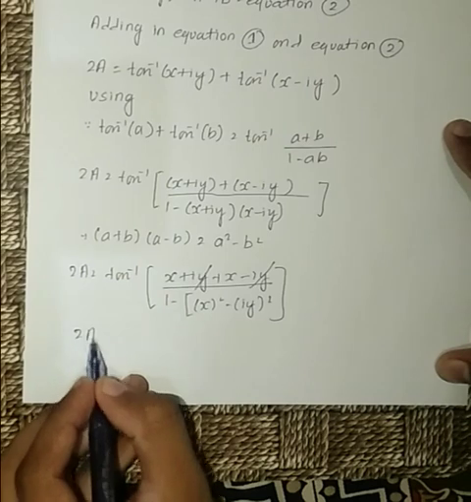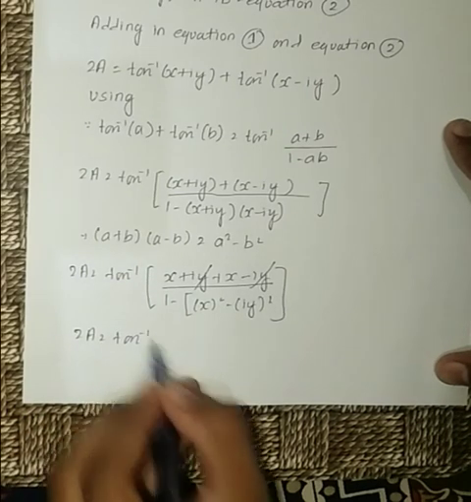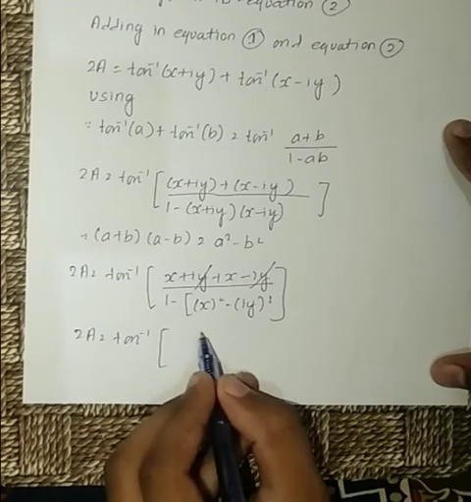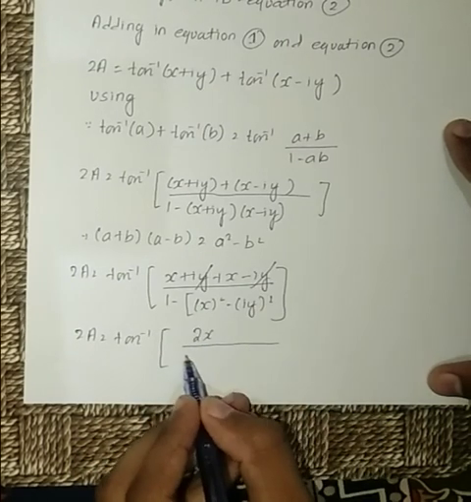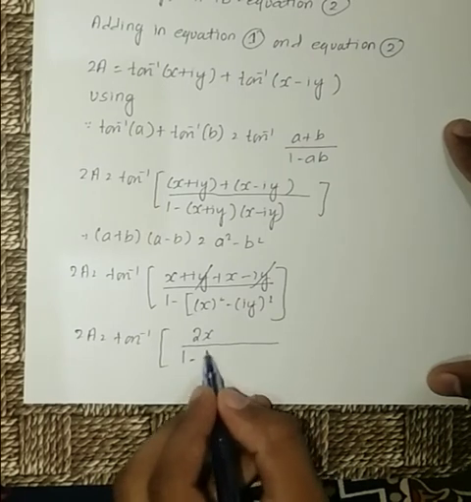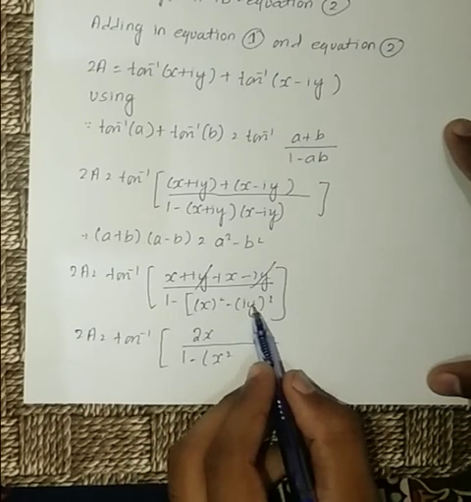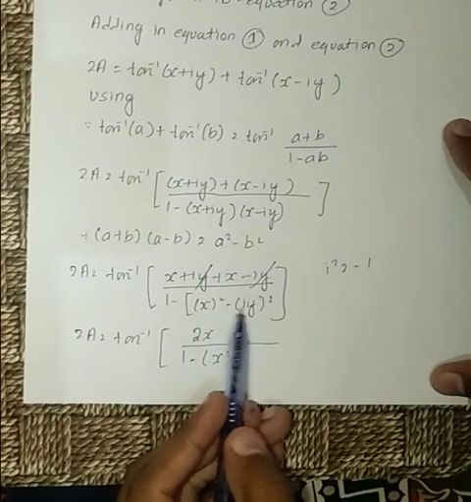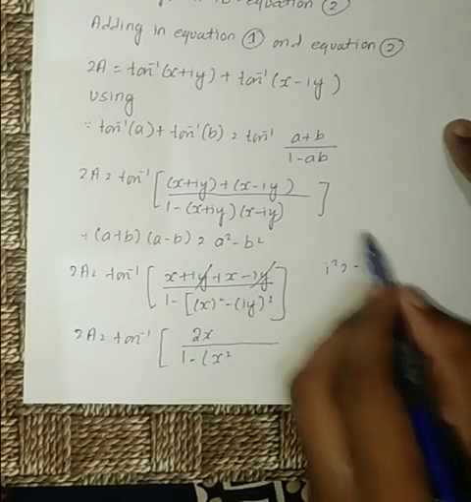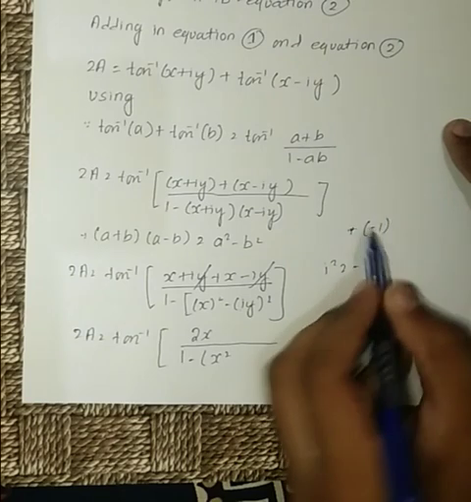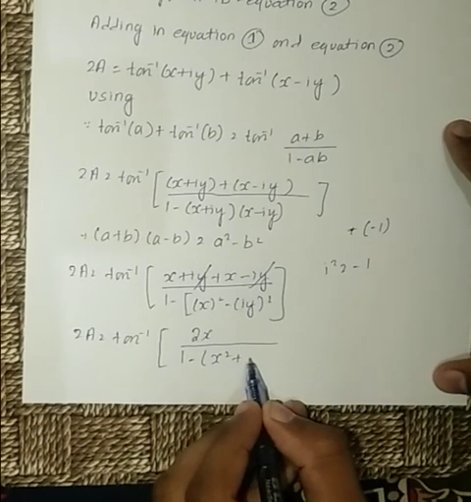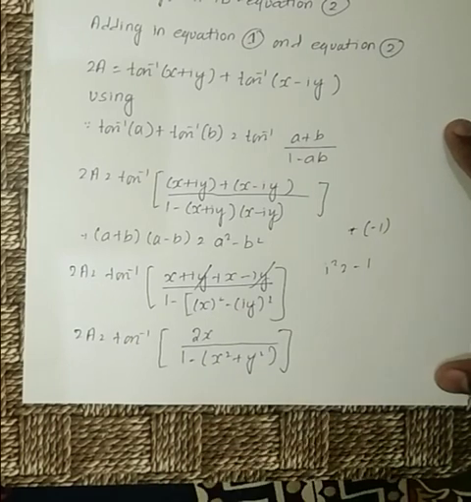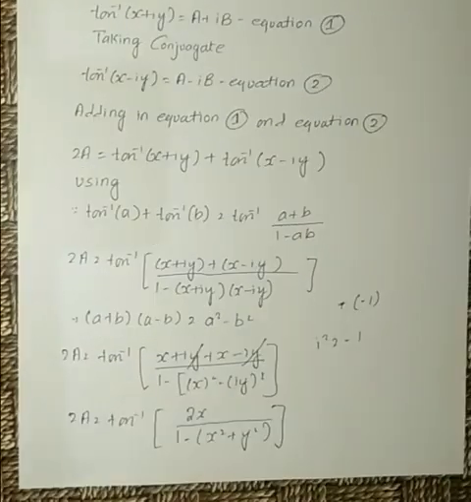So 2a equals tan inverse of 2x over 1 minus, and iota square is minus 1, so minus 1 times minus 1 gives plus, so plus y square. So the page is full, and I am taking the second page.